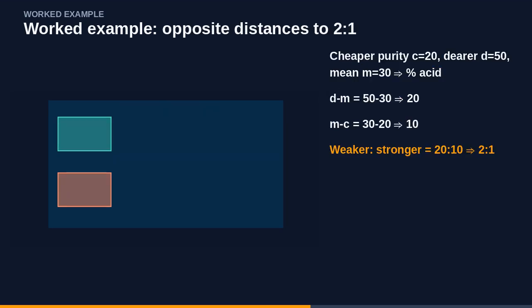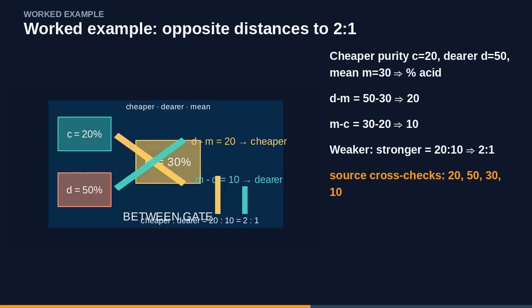Now D minus M equals 50 minus 30. This gives 20. Now M minus C equals 30 minus 20. This gives 10. Now weaker to stronger equals 20 to 10. This gives 2 to 1. The result is 2 to 1.